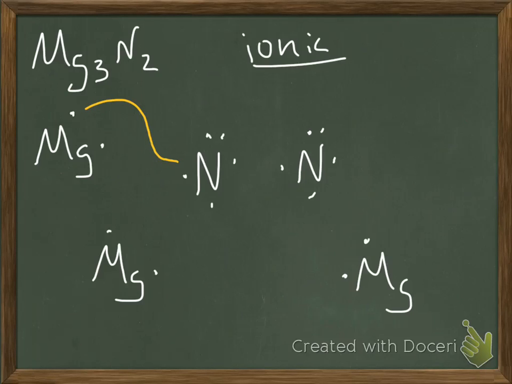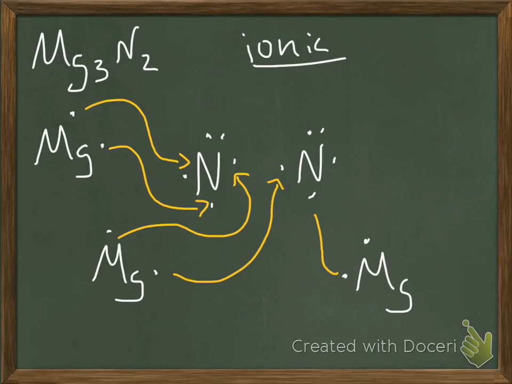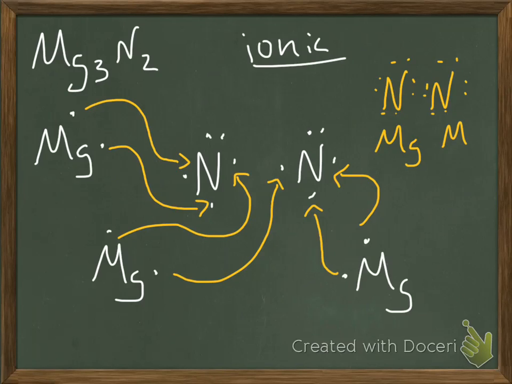This one can give them to this guy here. This one can give them down here. What else? This guy can give them over here. This one can donate over here. It doesn't really matter where you put them, as long as at the end the nonmetals have 8 and the metals have lost all of theirs. So then finally you would have 2 nitrogens, each with 8 valence electrons. And then you would have 3 magnesiums with 0.